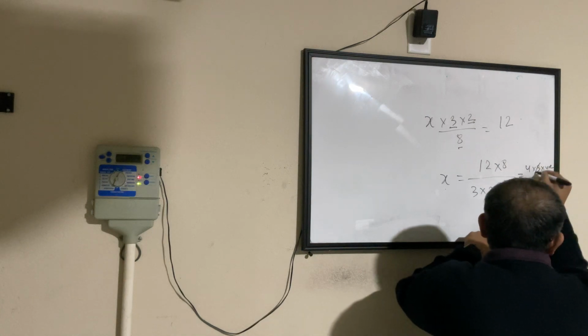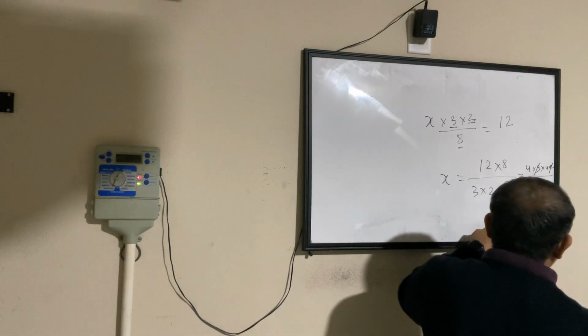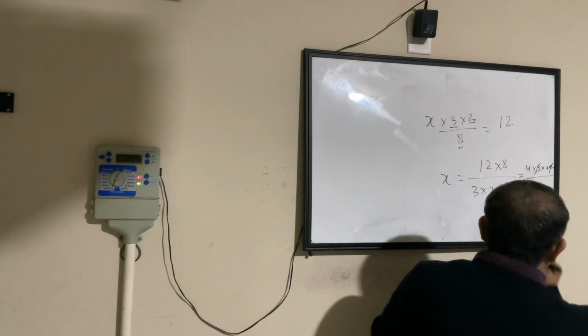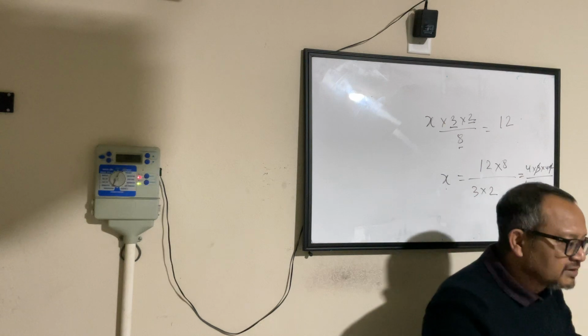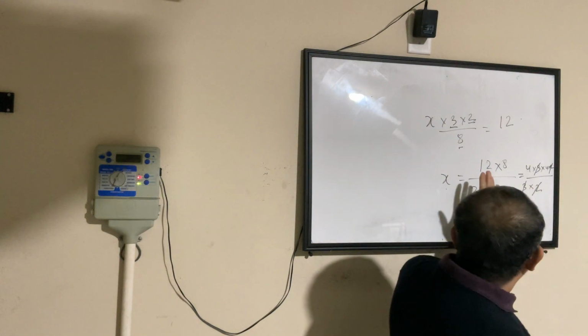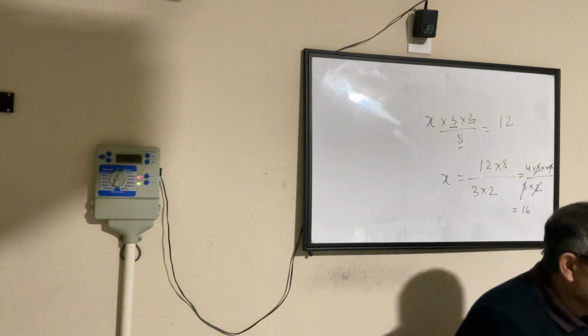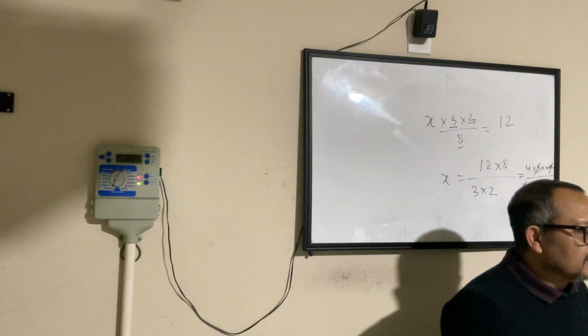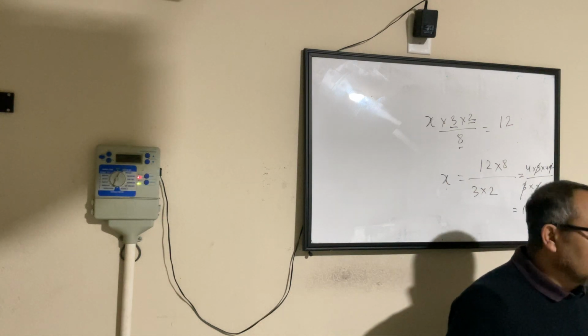This 3 and this 3 I can do tic-tac-toe. This 2 and this 2 I can do tic-tac-toe. What am I left with? 4 into 4, 16. So everybody got the right answer. And this kind of thing is fun, okay? You will deal with this almost every day till you are learning or dealing with algebra. It is one of the important building blocks of math.